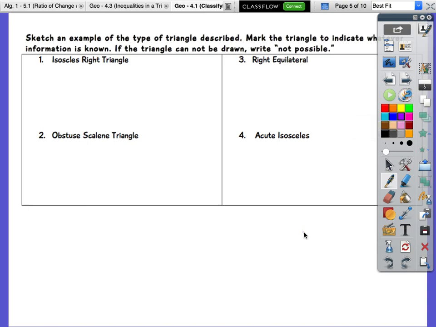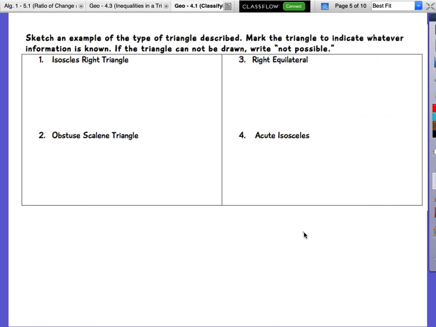Okay. So at the top of this one, we need to sketch an example of this type of triangle described and mark whatever information we have known. So that means like if angles are congruent, mark those. If sides are congruent, mark those. That kind of stuff. And if you can't draw it, write not possible.